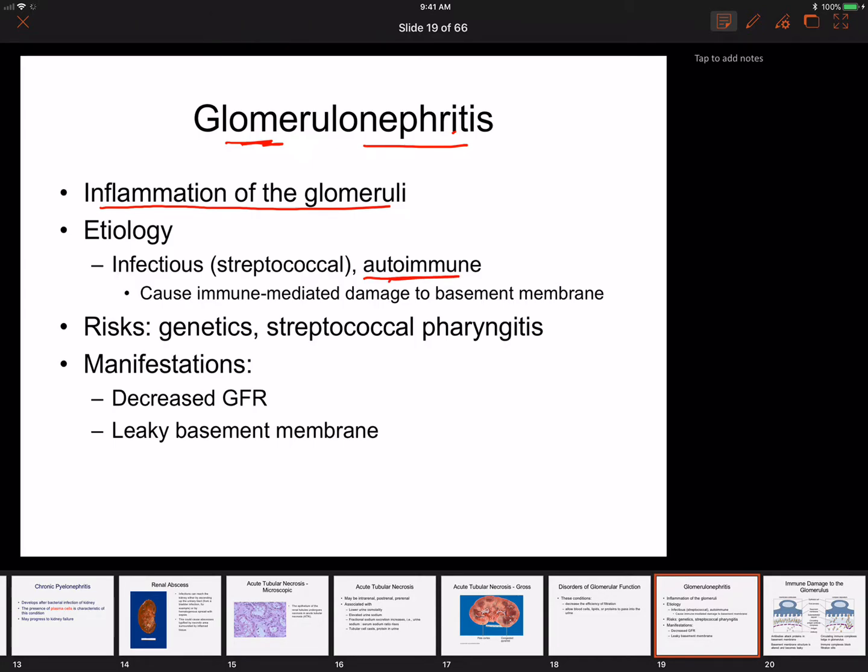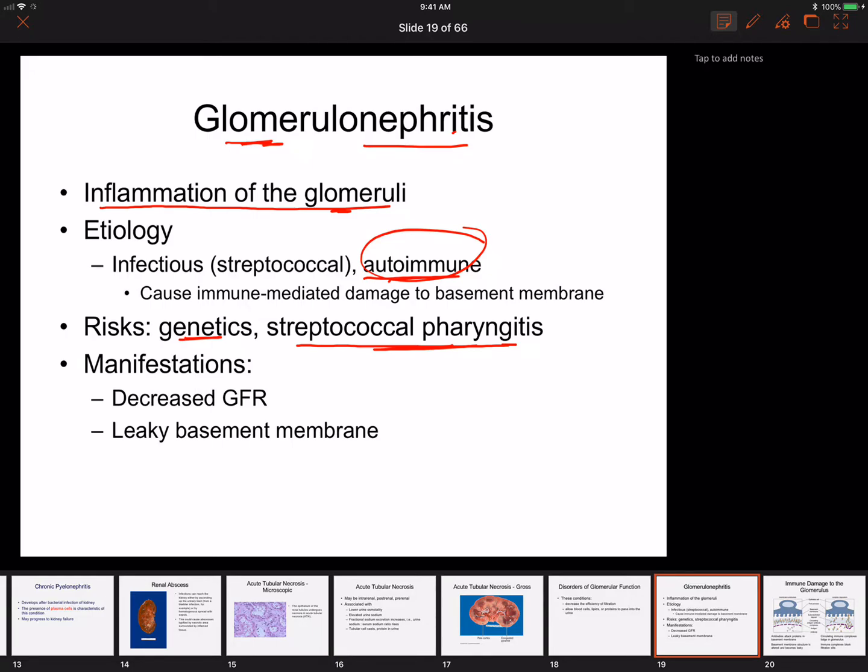Now, if you remember when we talked about the cardiovascular system, we said unresolved sore throat, basically strep throat, could result in complications within the heart because of that streptococcus bacteria. Now, this is kind of another example of what could happen if there is an unresolved strep infection, which is really the glomerulonephritis. Now, the risk would be the streptococcal pharyngitis, genetics, particularly when it comes to autoimmune types.